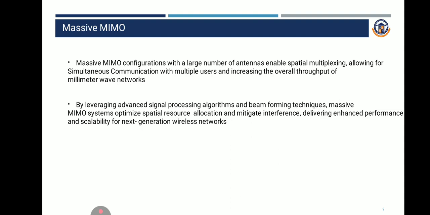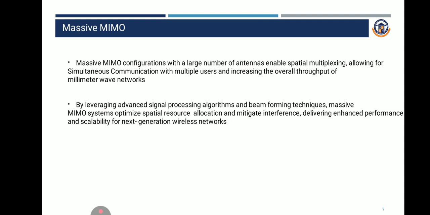It works like this: instead of transmitting data through a single antenna, MIMO splits the data into multiple streams and transmits them simultaneously through the multiple antennas. So, if there are multiple antennas, multiple signals can be transmitted over them. It has the benefit of an increased data rate: by transmitting multiple streams, MIMO can significantly increase the overall data rate, and it has improved signal reliability.